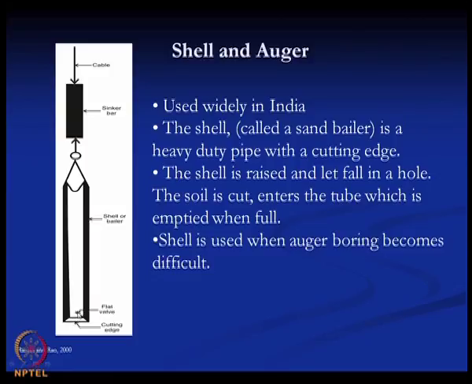So, this is a one way valve. It opens and the soil enters from here into the shell, and once it enters, this valve is closed, it cannot go back. When this shell is filled with water and soil, it is taken out and the soil samples are collected, and then again it is put into the borehole. The shell is used when auger boring becomes difficult. Where auger boring is difficult, this technique is used.